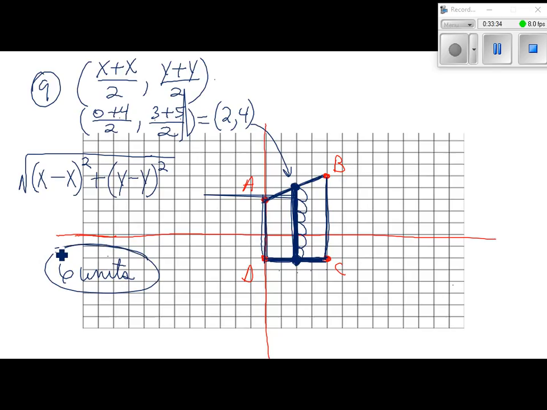We could have done the same thing. We could have counted the length of this base and got 1, 2, 3, 4, 5. Length of this base, 1, 2, 3, 4, 5, 6, 7. And we could have used the mid segment formula, which is the two bases added together divided by 2. 5 plus 7 is 12. 12 divided by 2 is 6. We would have got the same answer either way. But that only works since we have those vertical and horizontal segments in this picture.